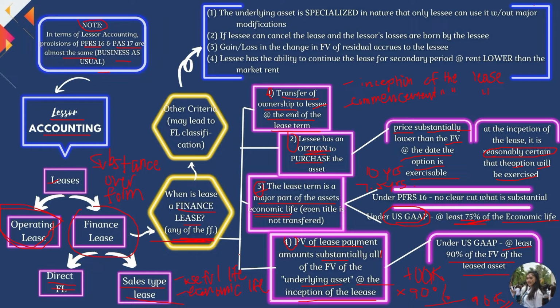Now, these are the major criteria. Okay? So, if mo-fall siya sa 1, 2, 3, and 4, you classify it already as finance lease or use na kag finance lease model. However, aside from these, there are still other criteria that may lead to finance lease classification. Upat pa ni sila. Number 1, the underlying asset is specialized in nature that only lessee can use it without major modifications.